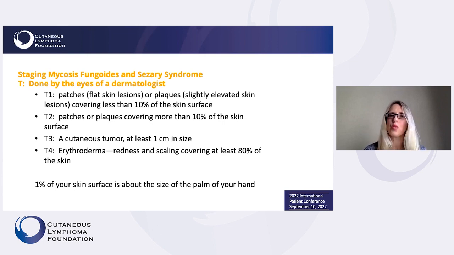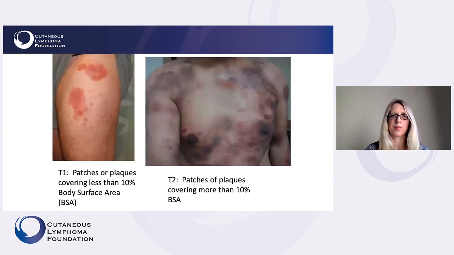T3 is when there's tumors present, and a tumor is about as deep as it is wide, or it's much deeper than a plaque would be, and they need to be at least 1 centimeter in size. Finally, we have T4, which is erythroderma, which means there's redness and scaling covering at least 80% of the body.